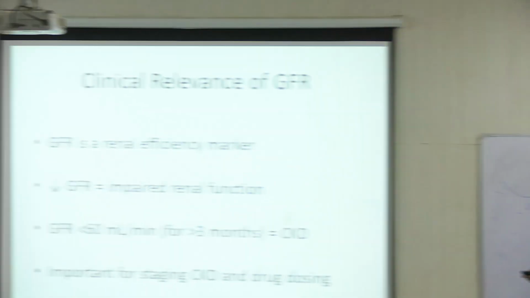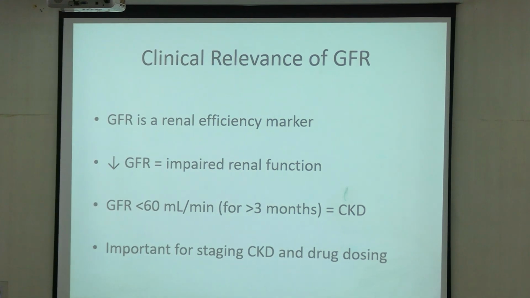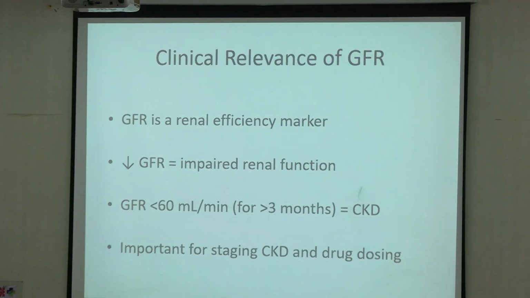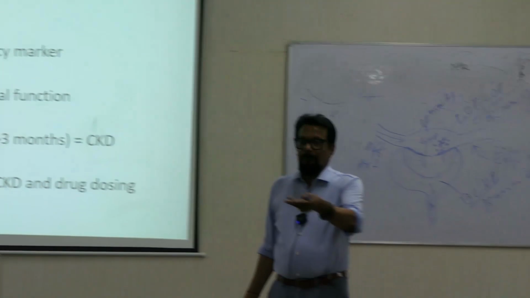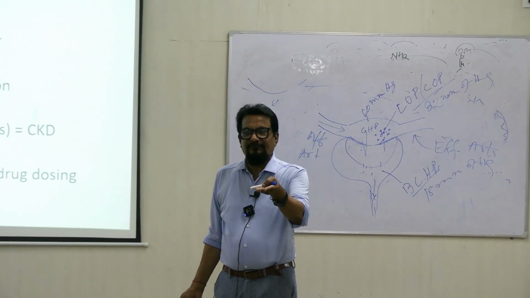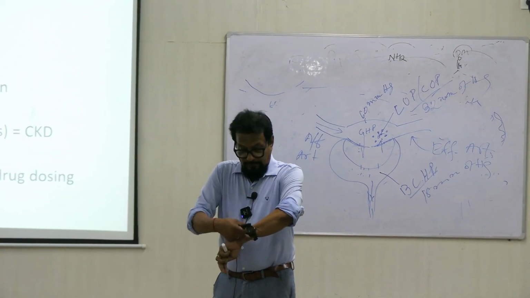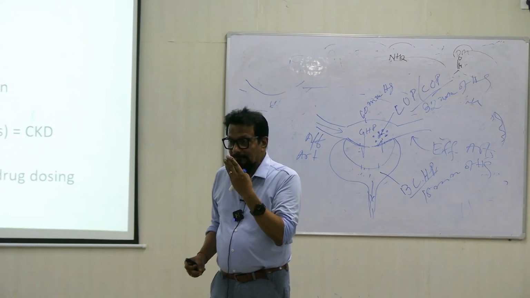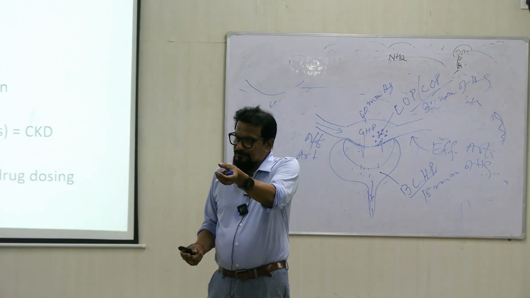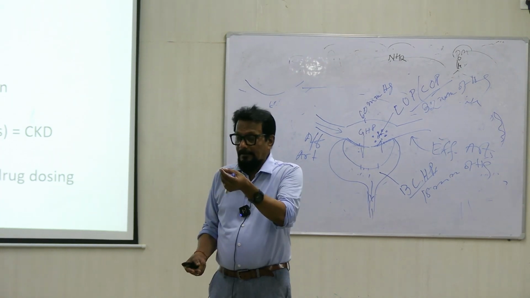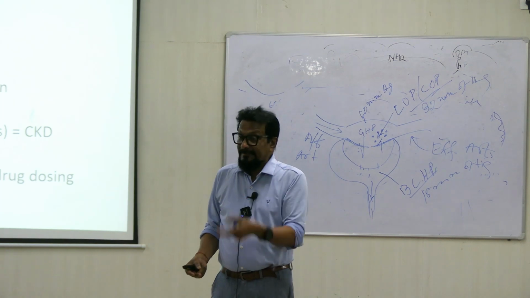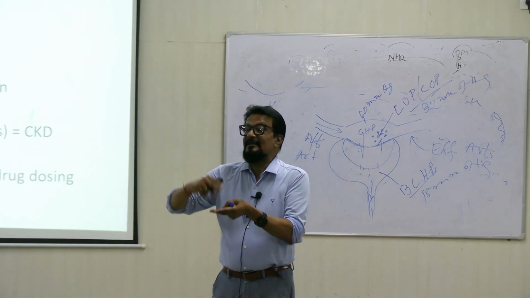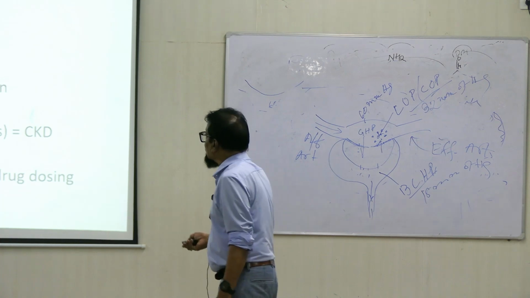And this is important for staging CKD, at what stage how much damage has been done. And also for drug dosing. If a patient comes to you with very low GFR, then what to do? You will give medicine. If he is improving, you will reduce the dose. And if it is instead decreasing, then you have to adjust the dose. For that purpose it is also needed.